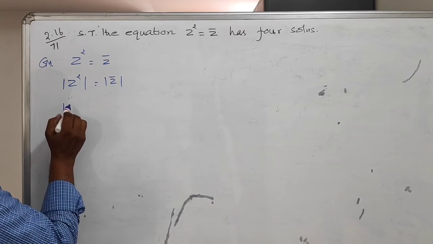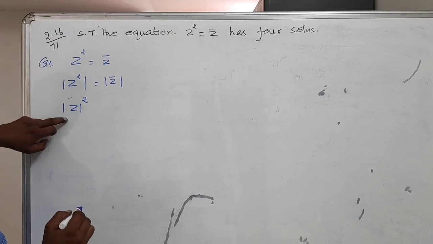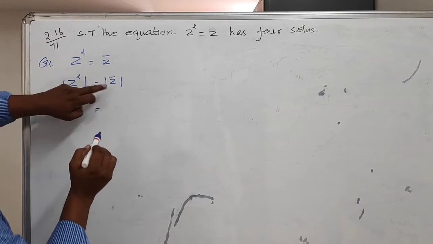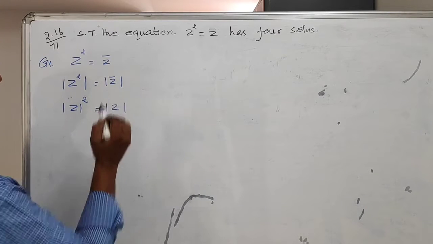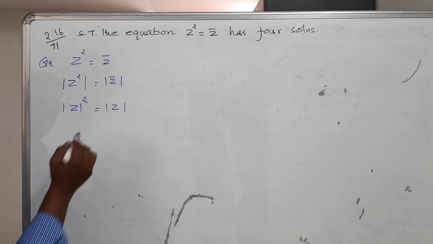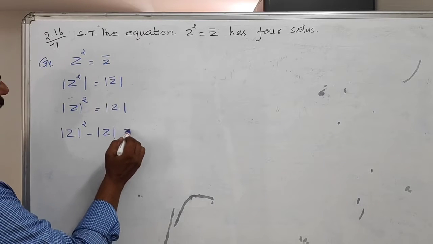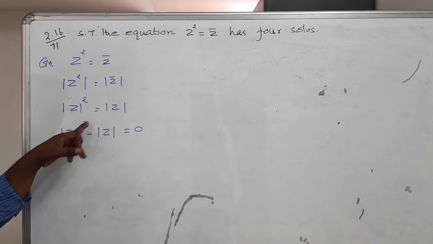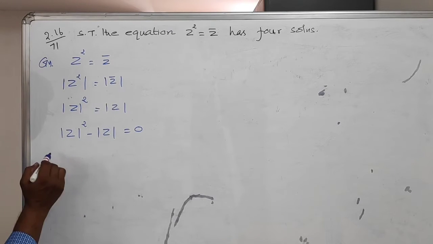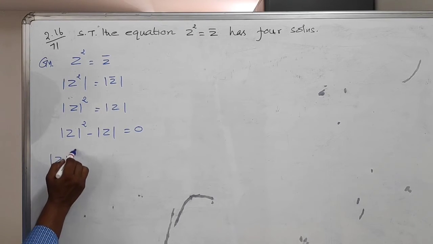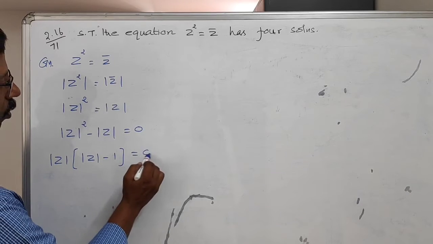Now we know that |z²| can be written as |z|², which is equal to, we know very well, |z̄| is also equal to |z|. We can write like this. Okay, now you bring this to the left hand side, you can write |z|² − |z| = 0. Now it is a quadratic equation in |z|. Therefore it has two roots. Therefore first you try to take |z| common outside and factorize. Then you can write |z|(|z| − 1) = 0.